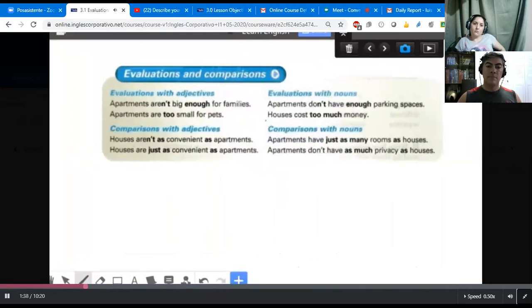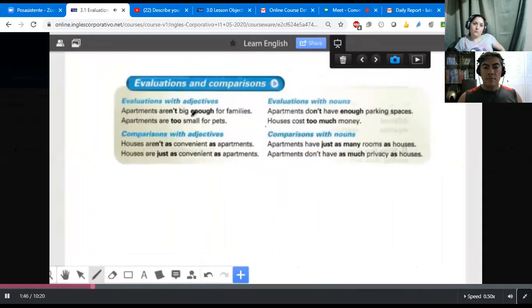Let me present some structure now. The first thing that I would like to do is to show you how to make evaluations using adjectives, and particularly we're going to learn how to use the words enough and too. After that, we're going to make evaluations, but this time we're going to use nouns, and at the same time we're also going to use the words enough and too.